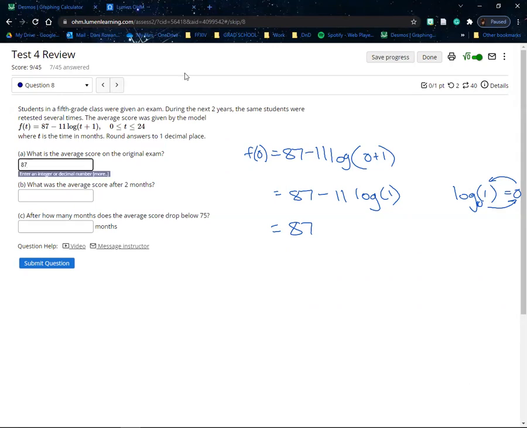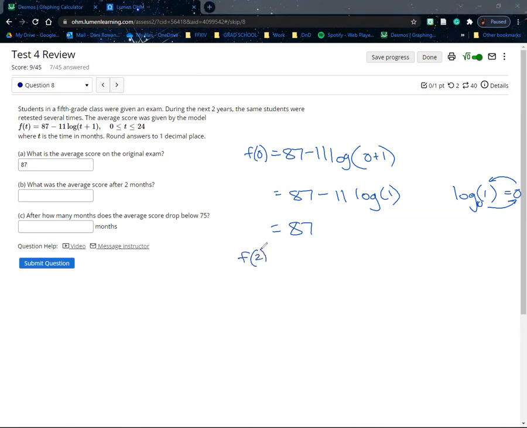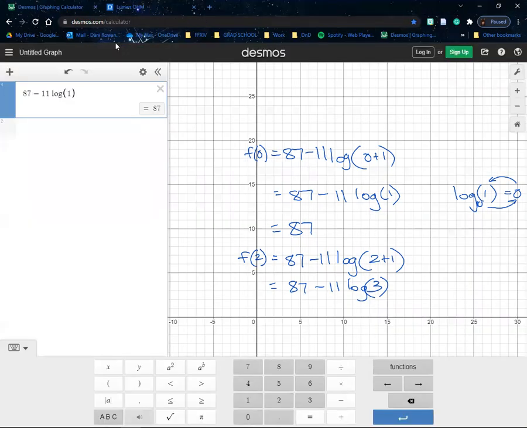Okay. And then it says, what was the average score after 2 months? Well, that's just plugging 2 in, right? Right. 87 minus 11 log of 2 plus 1. Again, you could just plug that directly into your calculator if you want to, or you can clean it up a little bit. So let's go ahead and do that. And remember it wants it rounded to 1 decimal place.